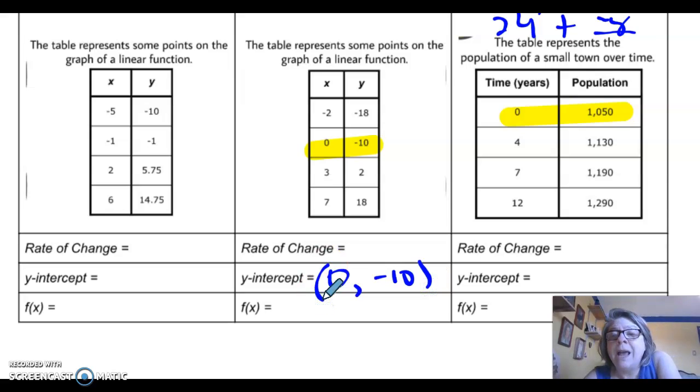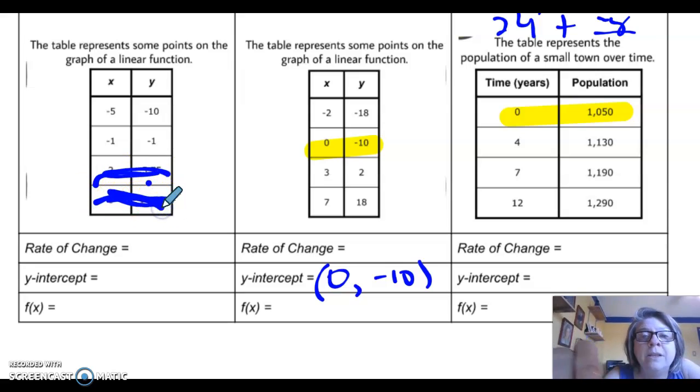So in these last two cases, all I need to do is find my rate of change. For this one, you're going to find your rate of change, and then you're going to substitute in to see if you can figure out the y-intercept. Again, since these have decimals, I would just ignore those 2 points, and I'm just going to look at those 2 points right there. All right, good luck with those last three.